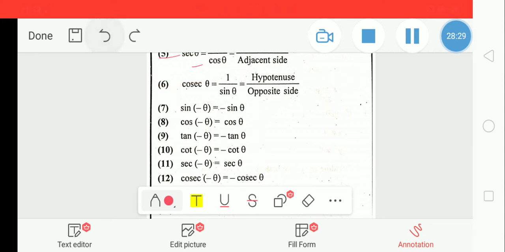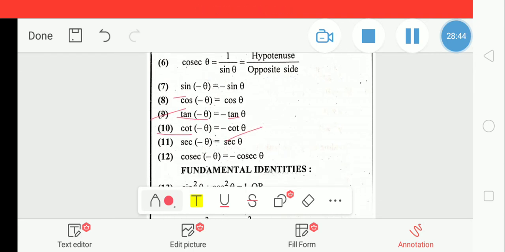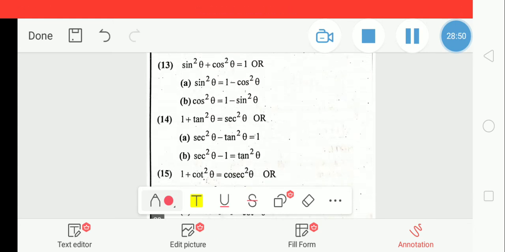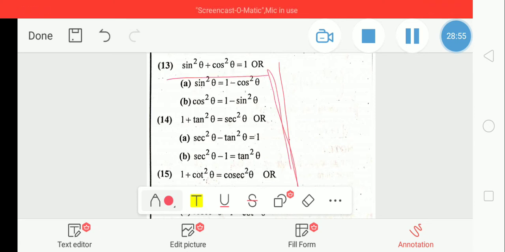Sin minus theta means minus sin theta, cos minus theta means cos theta. Now these we have also studied. Tan minus theta is minus tan theta, cot minus theta is minus cot theta, sec minus theta is sec theta, and cosec minus theta is minus cosec theta. Now these are also very important. This one and this one.